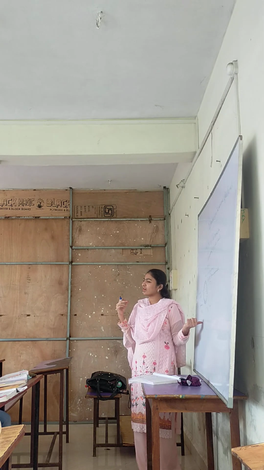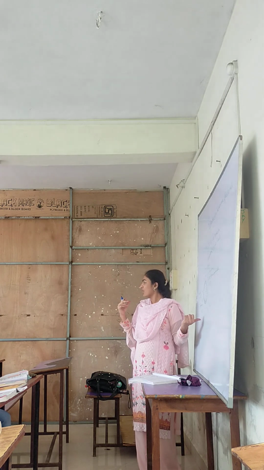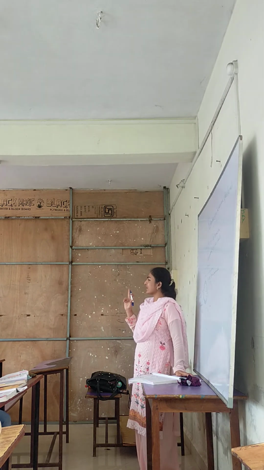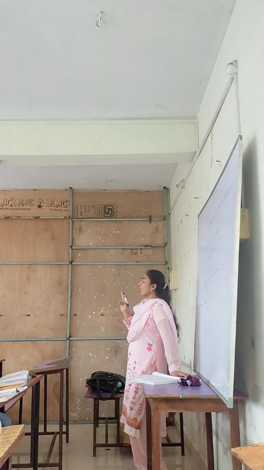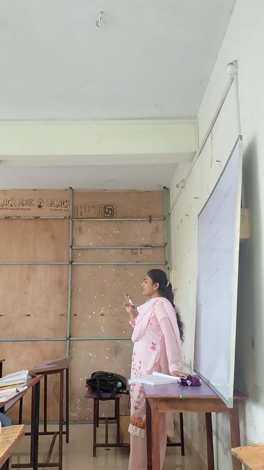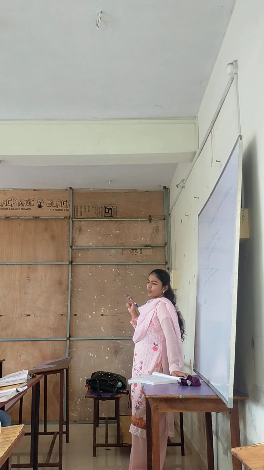In that, what happens? The chromosome number will be divided to half. Every single cell is diploid in nature. What is diploid? 2n number. That means 46 chromosomes.